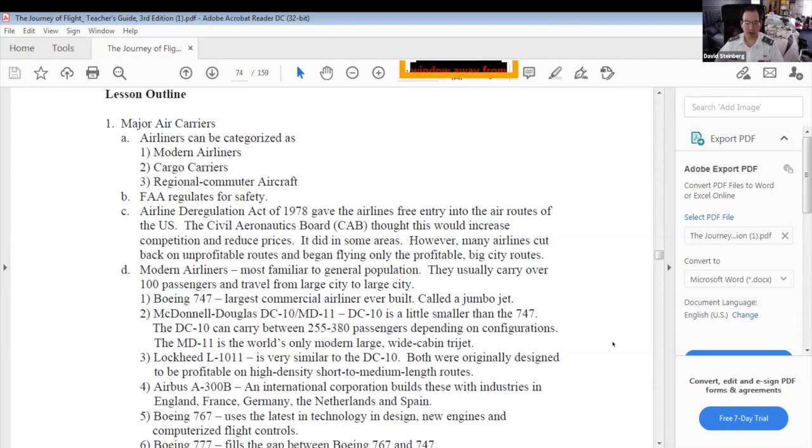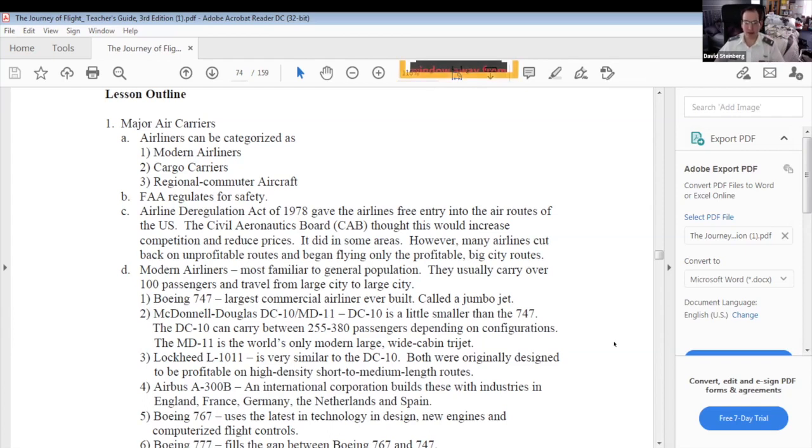One local one is Atlas. They fly out of JFK and they have hubs all over the place. If you ever follow on, let's say, Flight Radar, you can follow their flights. They go out to Alaska or Europe, wherever it is, and you can follow along. So again, that's getting off topic.